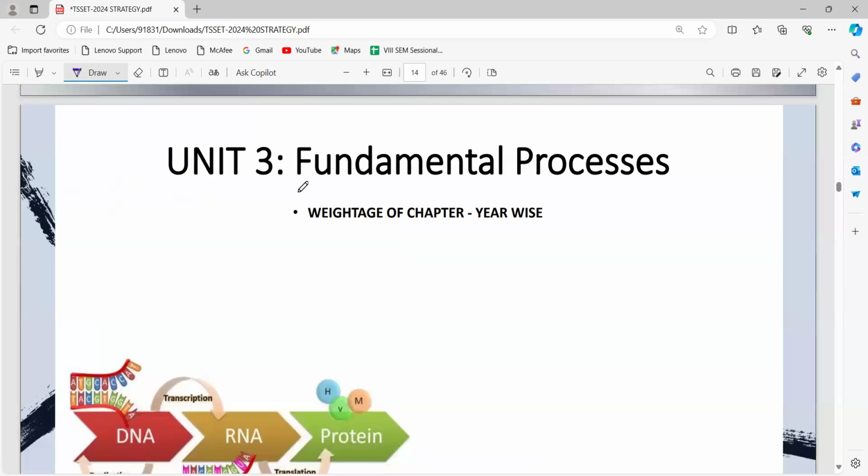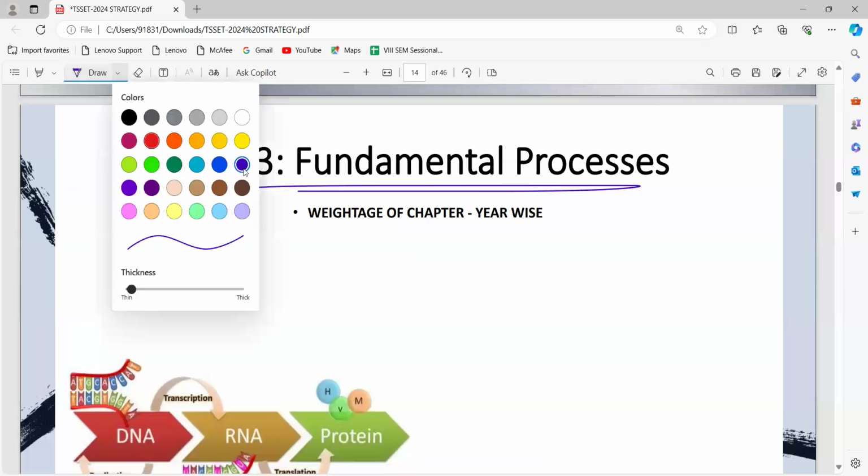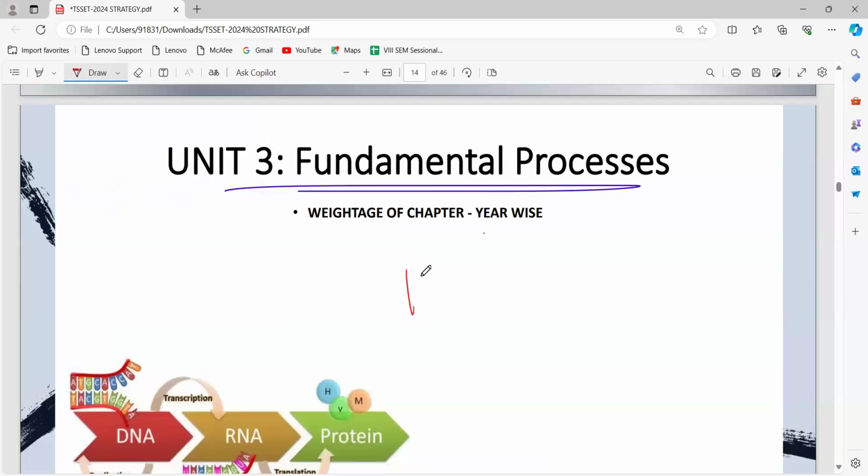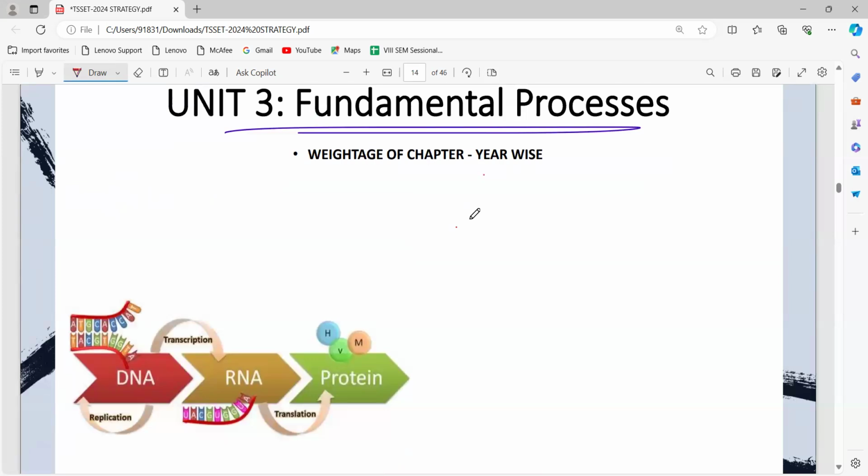Now, next, the third unit in our syllabus, fundamental processes, which we generally call molecular biology. Even though 90% of the students read it 2 times, 3 times, 4 times, they still feel confused, because the questions are like that and the concepts are extremely deep. What exactly do we have to read here?